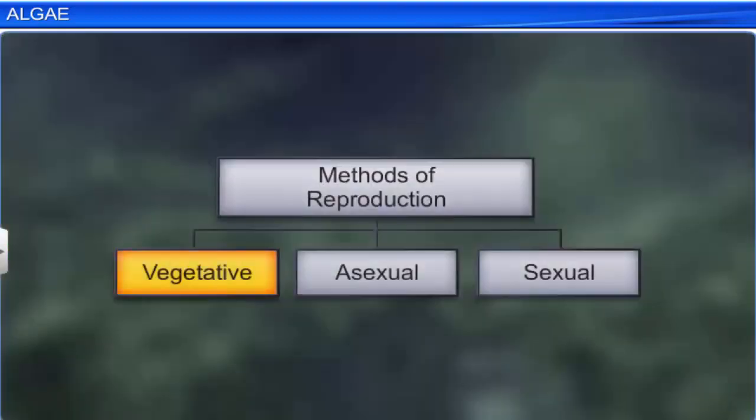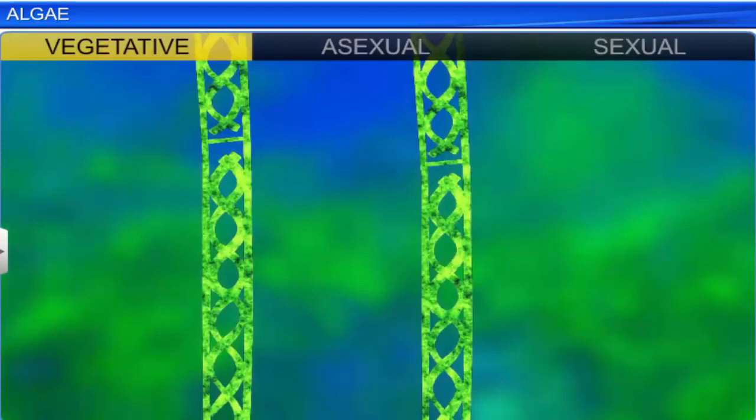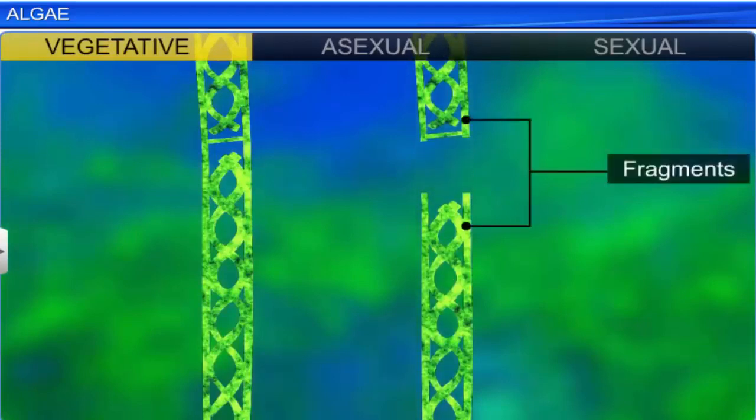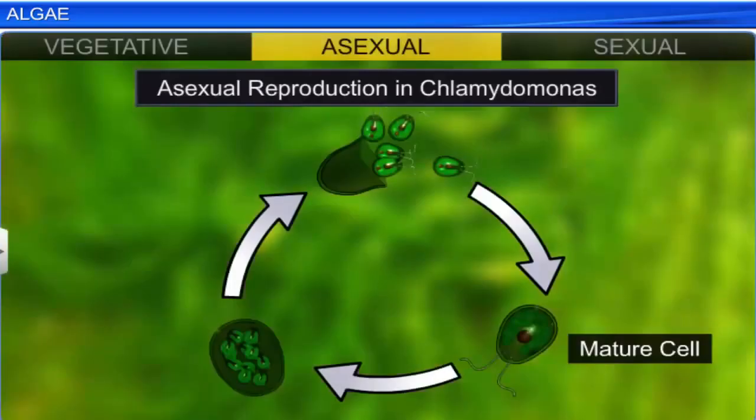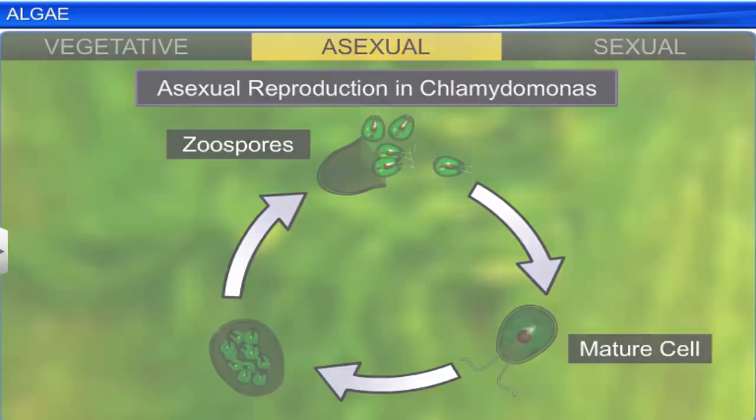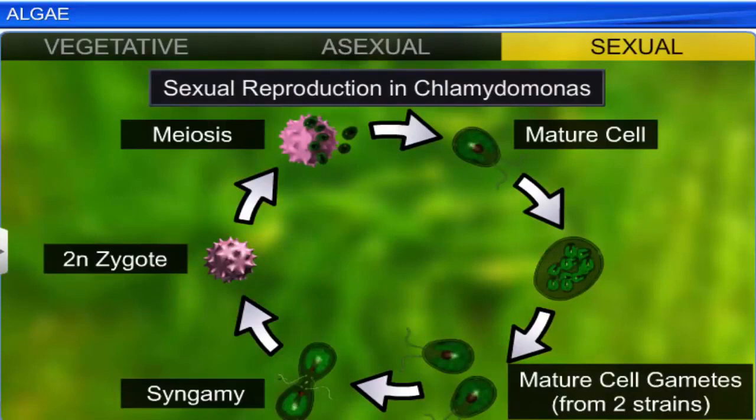Algae reproduce through vegetative, asexual, and sexual methods. Vegetative reproduction occurs by the process of fragmentation, wherein each fragment develops into a thallus, while asexual reproduction takes place through spores like zoospores. These spores are flagellated and germinate into new plants. During sexual reproduction, two gametes fuse to form a new organism.